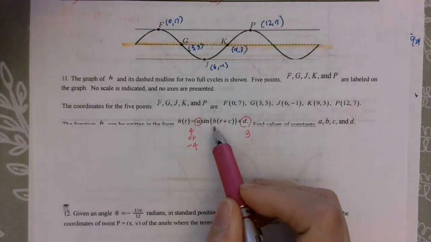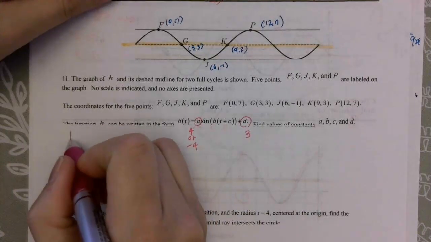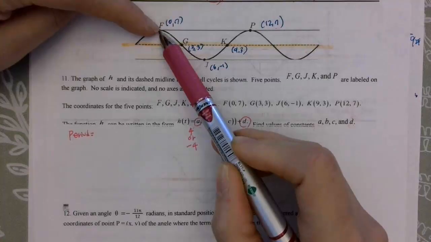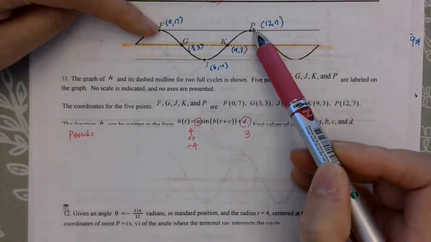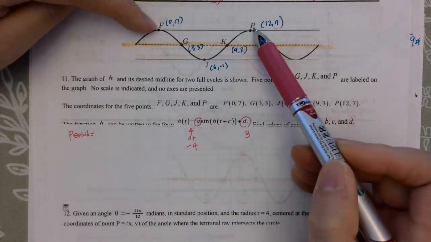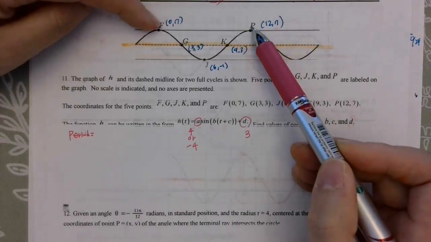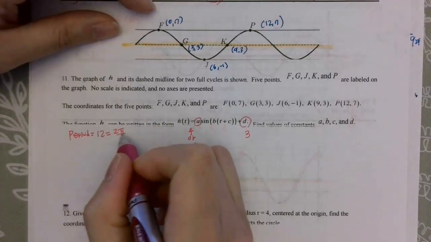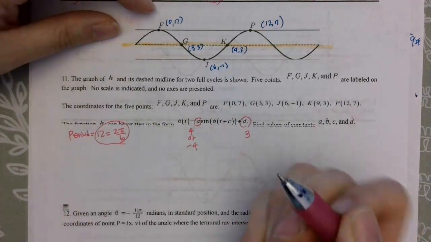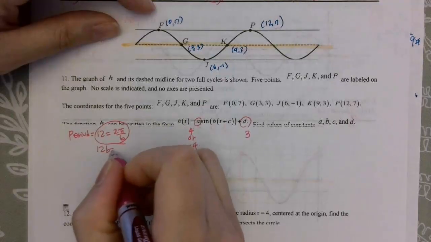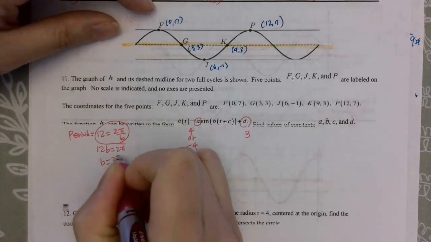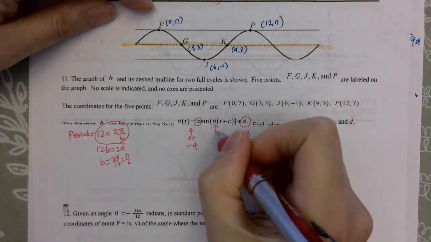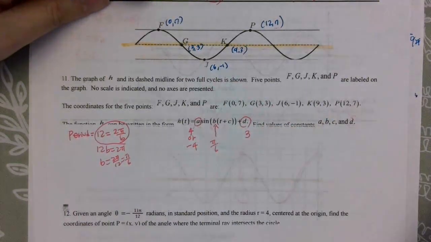B has to do with the period of this function, so let's go ahead and find the period. I start at the top, and the next time I hit the top, that's the period. The period is an x value, so now we're looking at the x value. What's the distance from 0 to 12? 12. What's the formula for period? 2 pi over b. So now this helps me find the b value. Multiply b to both sides, divide by 12. I got pi over 6. So b is pi over 6.